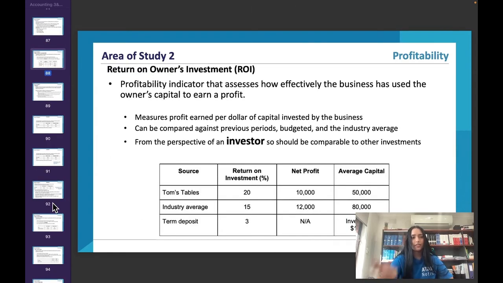So return on owner's investment assesses how effectively the business has used the owner's capital to earn profit. It measures profit earned per dollar of capital invested by the business. It can be compared against previous periods, budgeted and the industry average. And it's from the perspective of an investor, so it should be comparable to other investments.